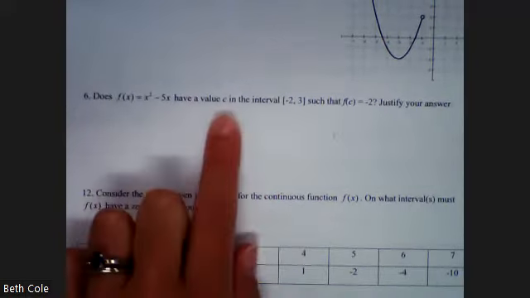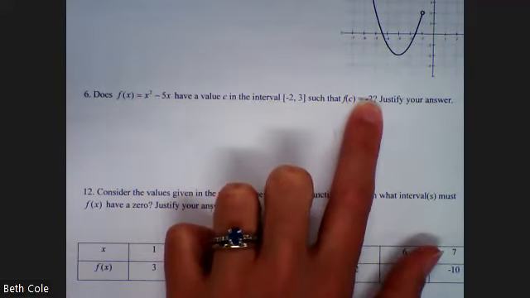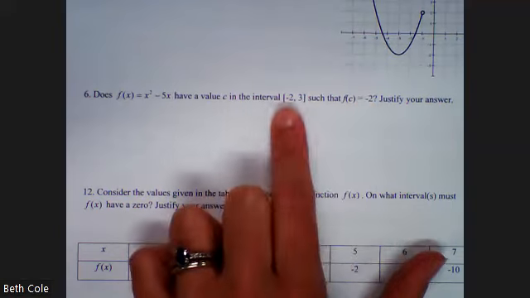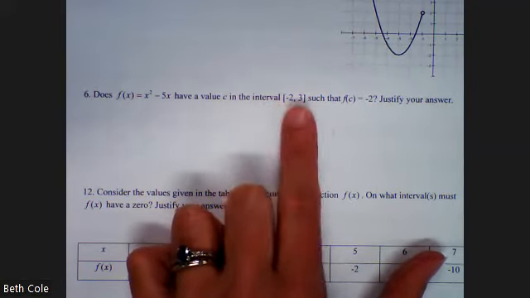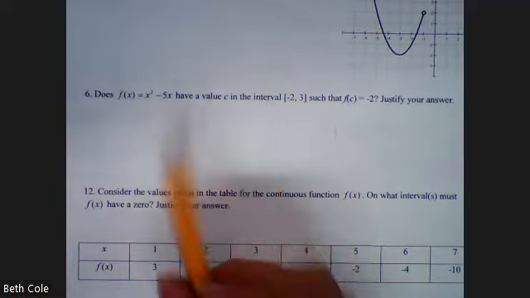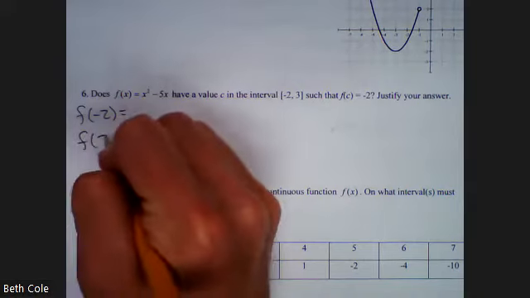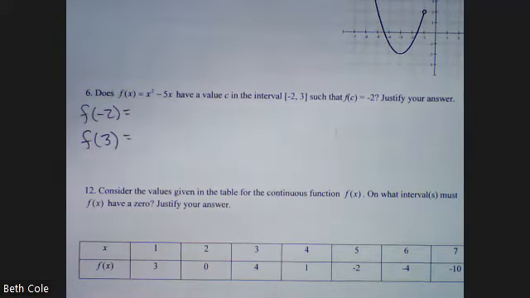So here's our function. Is there a value on this interval that will give you -2? Here's what you have to check. You have to check these two outputs and see if -2 is in between them. So let's plug in -2 and let's plug in 3 and see what we get.